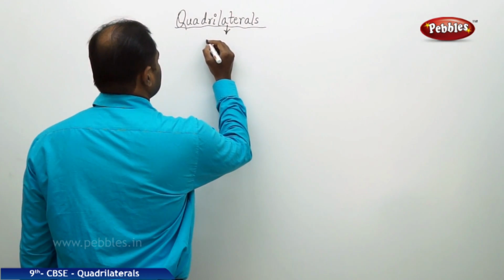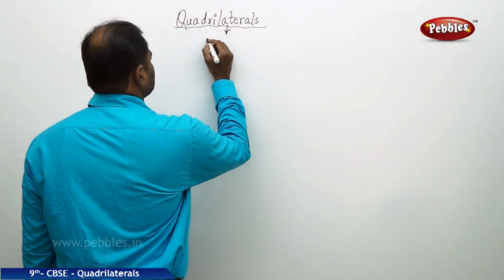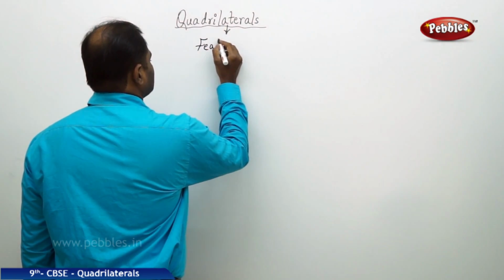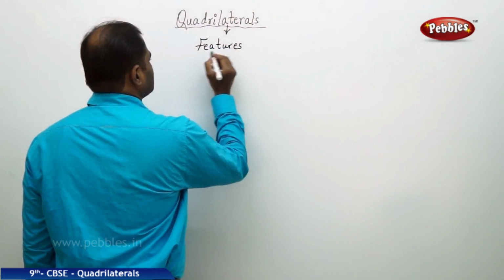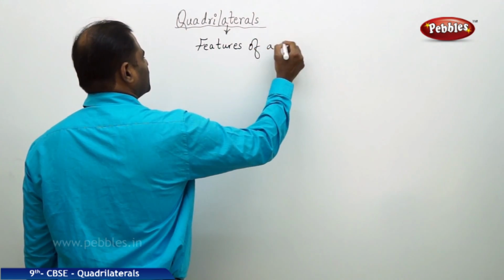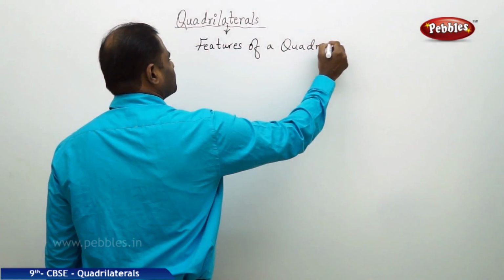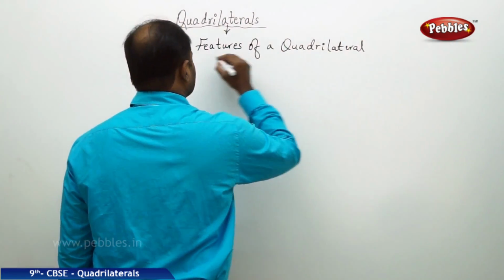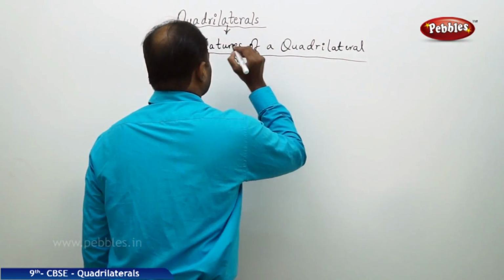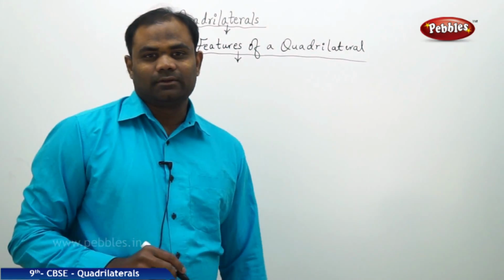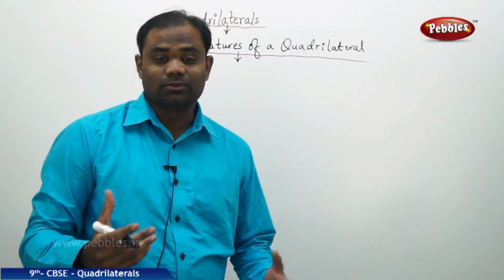Now that we have defined a quadrilateral, let's see the special features involved in a quadrilateral. What are the different types of structures we see in the quadrilateral? Features of a quadrilateral. So what are the features in the quadrilateral? Let's take a quadrilateral and discuss all its features.